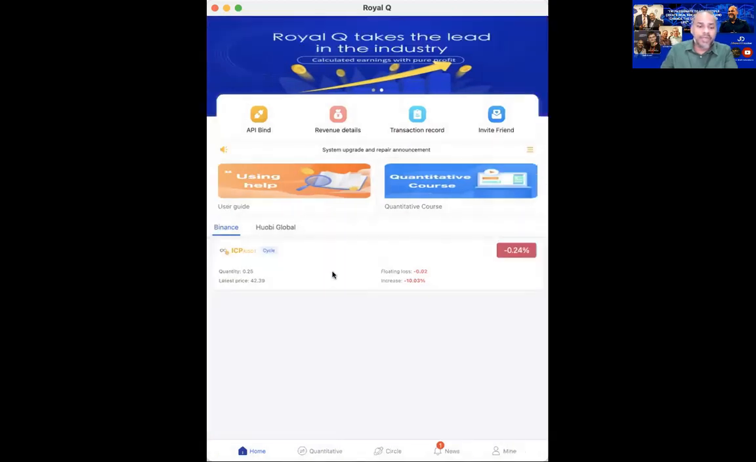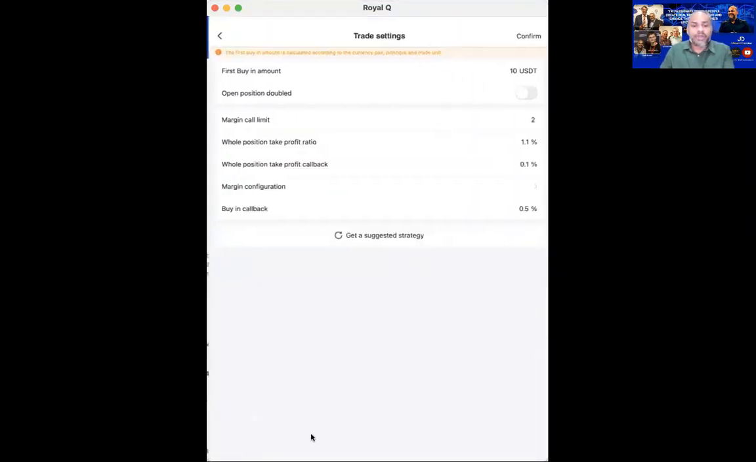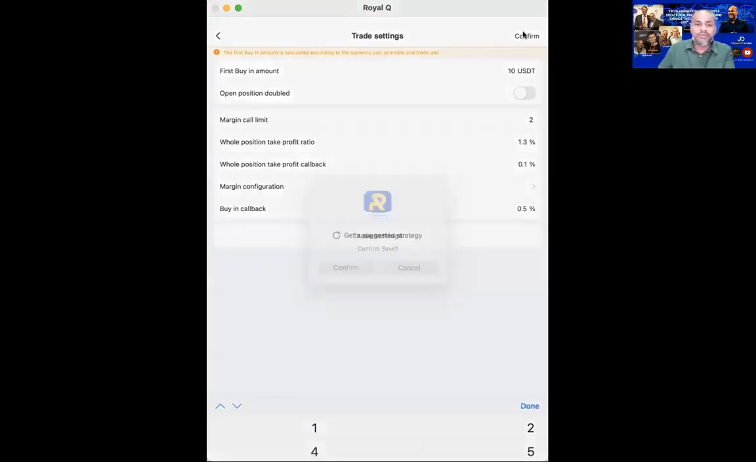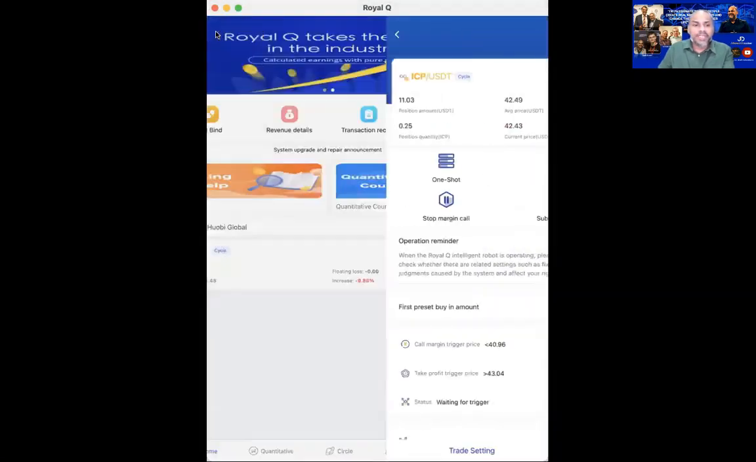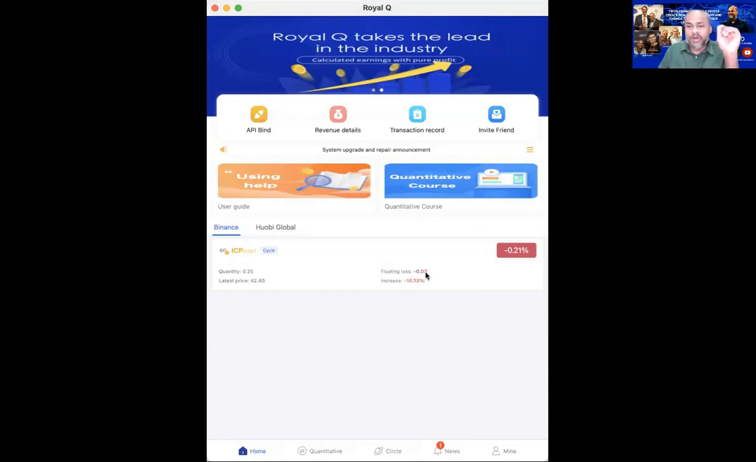So what do I mean? You click this and go to your trade setting and change this from 1.1 to 1.3 and remain this 0.1 and confirm. Now all the trades after this, I will make at least a minimum of 1% profit. So that is it.